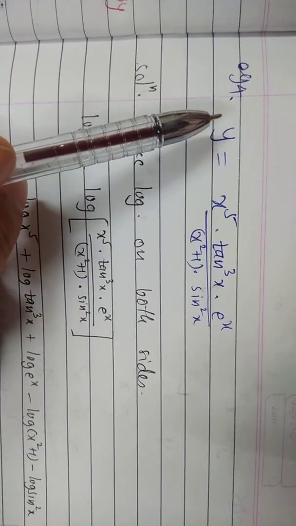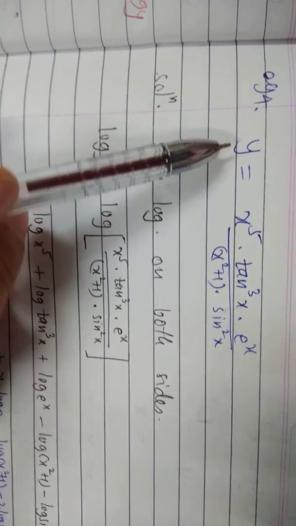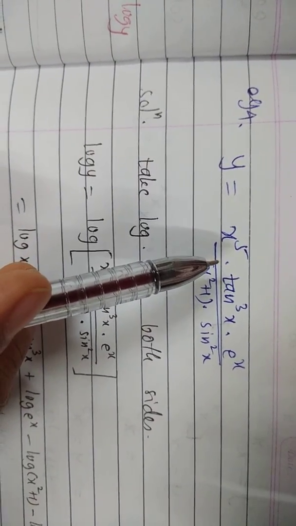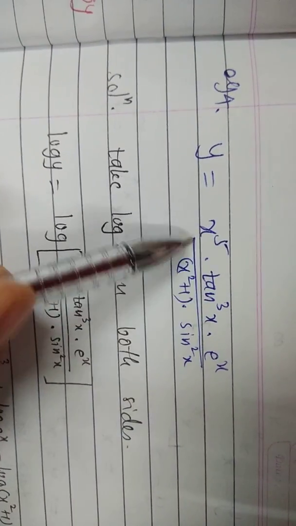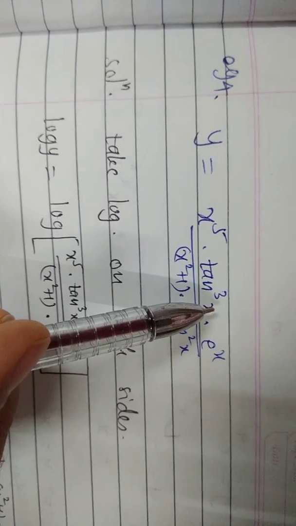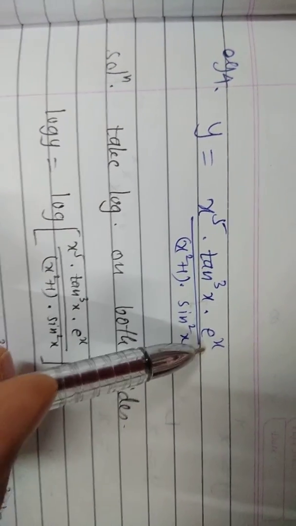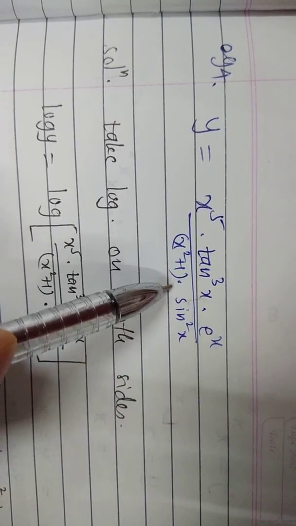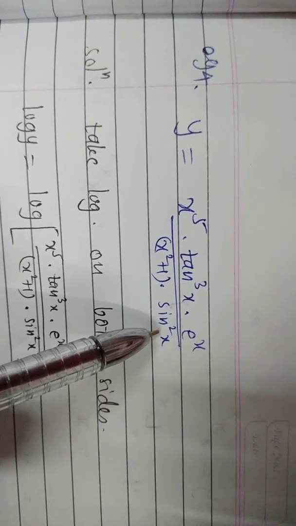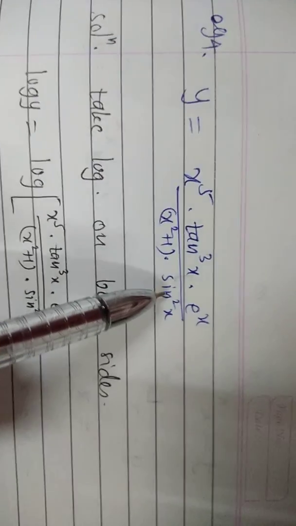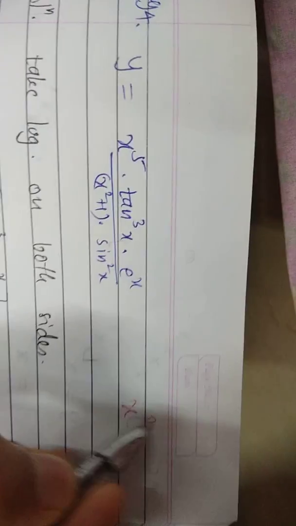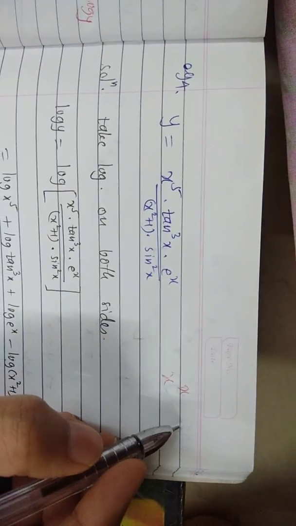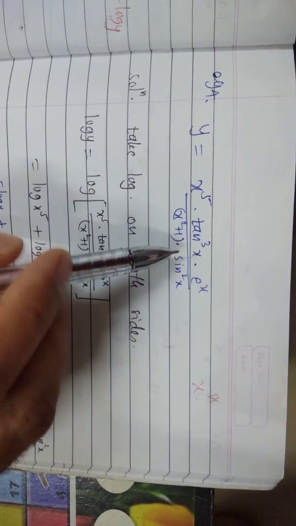So this is our fourth problem, continuing our previous type, that is derivative of logarithmic function. Here you see that this is a very complicated problem: x raised to 5 multiplied by tan cube x multiplied by e raised to x, upon x square plus 1 into sine square x. If you see this example, there is no term written in x raised to x or f of x raised to f of x form, but still we are going to use log here.